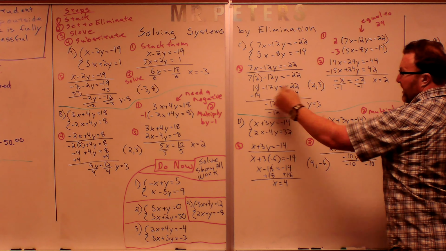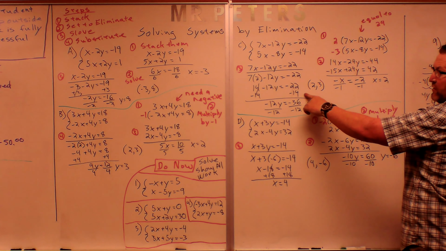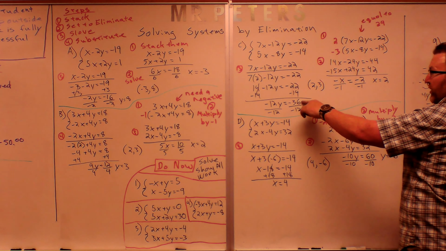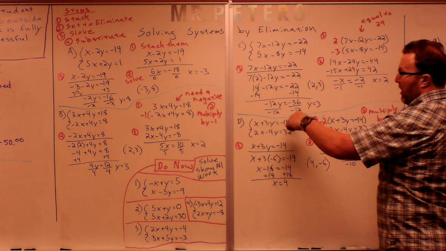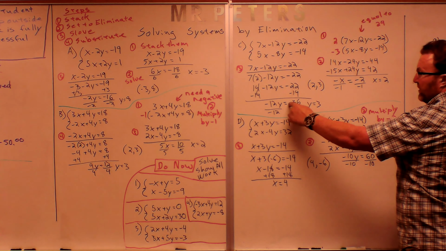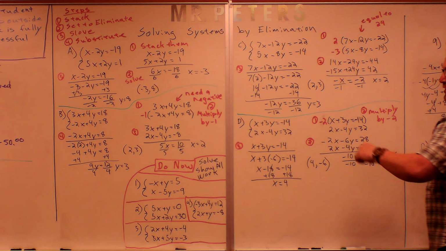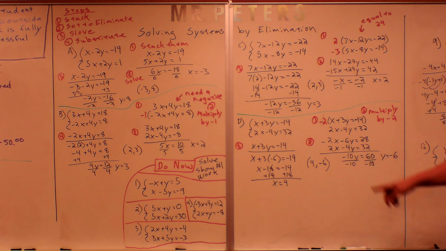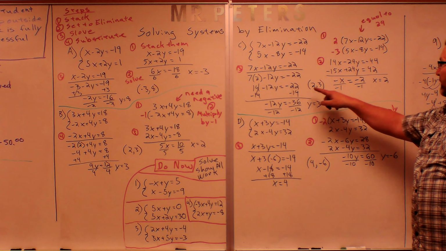I'm going to subtract 14 from both sides. These are two negatives, so it's going to add together. 22 and 14 is 36. Bring down the negative 12y. We divide by negative 12, divide by negative 12. Now notice this is negative 36 and negative 12, so it's going to be a positive 3. So now ordered pair, last step, is 2 and 3.